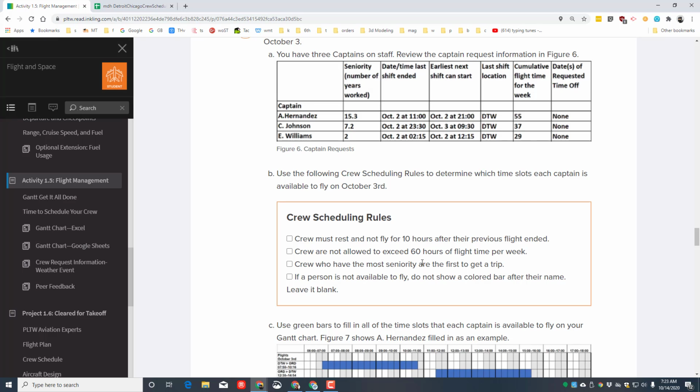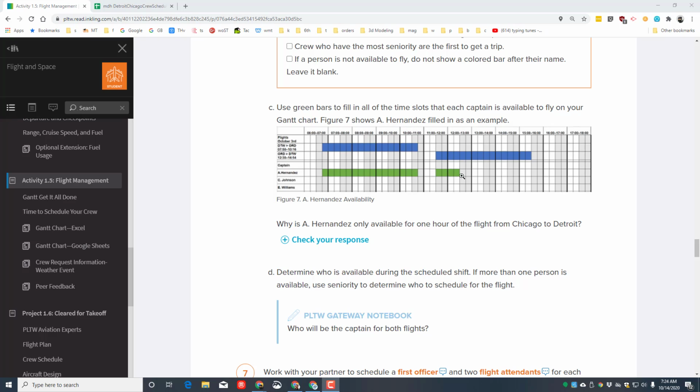If you ever have a tie, you pick the person with the most seniority for the pick. If a person can't fly, you leave them totally blank. So notice A. Hernandez could not finish his flight because he only had 5 hours left. If you're counting close, it's just 1, 2, 3, and then one more chunk and one more chunk. He would hit his 60 hours here, so he would not be able to return on this flight. You can double check that answer right here.